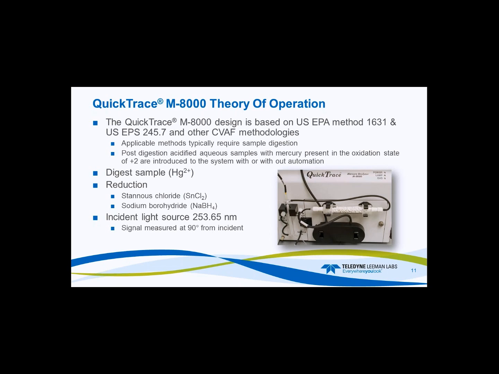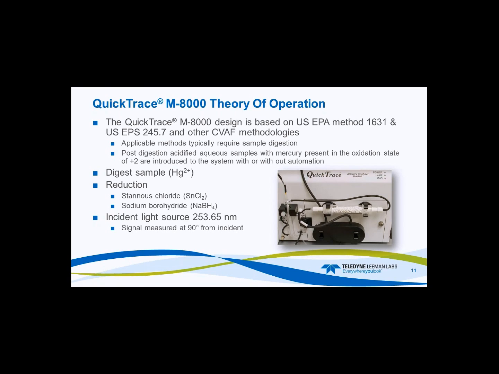So you digest the sample, you get it into the 2+, then you reduce it. Reduce it with stannous chloride or sodium borohydride. Either one. Typically, the global market has migrated over to stannous chloride. Sodium borohydride does tend to liberate a little bit more water vapor, so it would make the Nafion or the drying system work a little bit harder. But either one is fine.